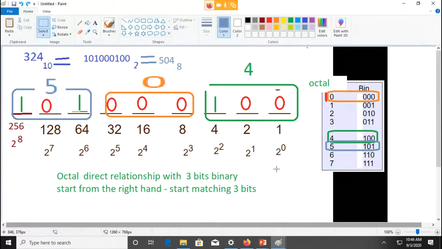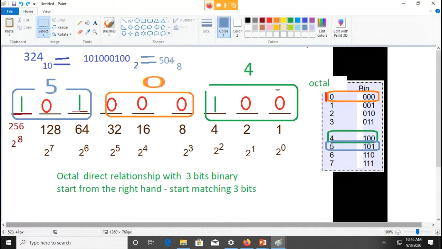So it's just very much easier for humans to deal with more than just binary, even though, remember, the PLC can really do nothing but binary. But that's how we can convert to octal from binary.